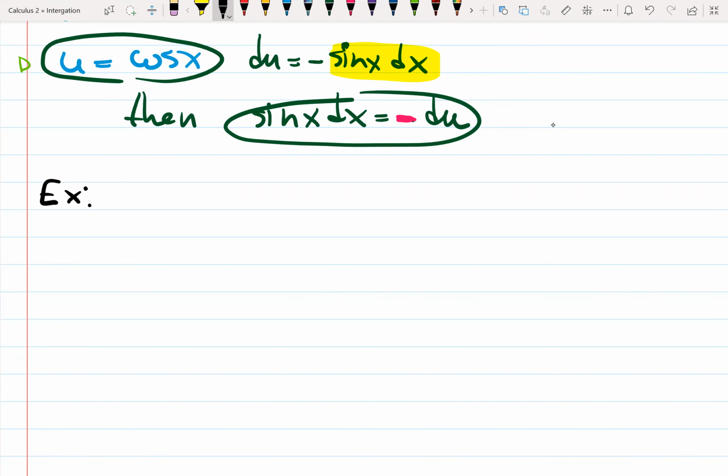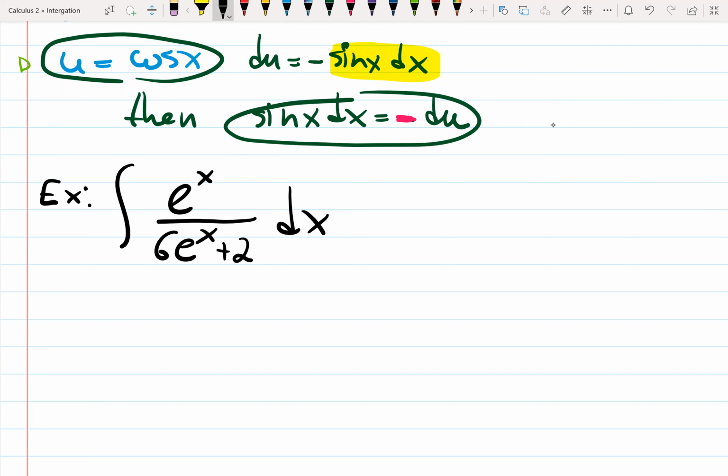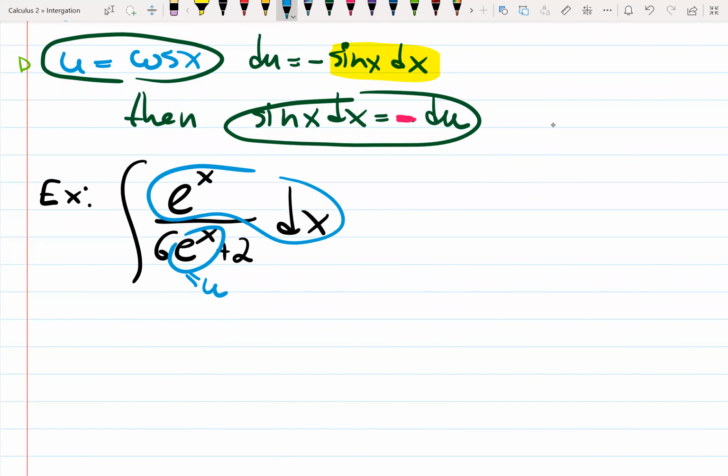Like this one is good. Integral e to the x over 6 e to the x plus 2 dx. Like so, look at that. Again, what are you going to be choosing for u? Well, derivative of e to the x will be still e to the x. Then maybe it's nice if I choose this e to the x to be u, then derivative of e to the x is e to the x, so this whole thing will be du. That is the correct answer.